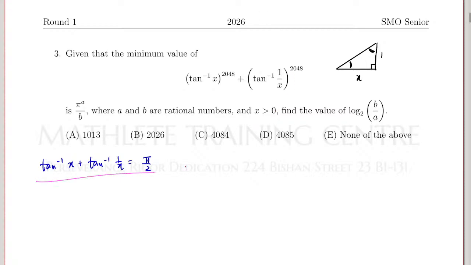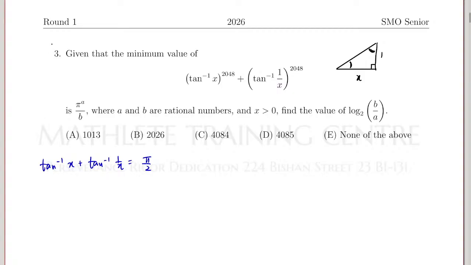Okay. So now, if I know that's true, how do I minimize the sum over here? Right? So given that, for example, we can call this a plus b. A plus b is fixed. How to minimize a to the power 2048 plus b to the power 2048?